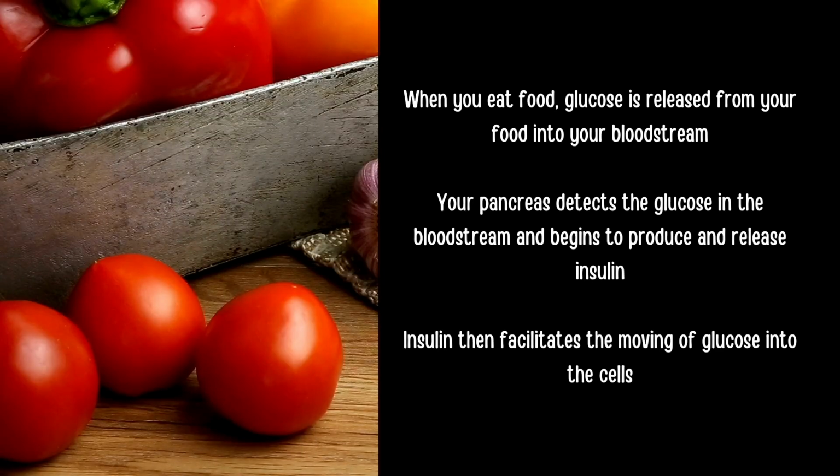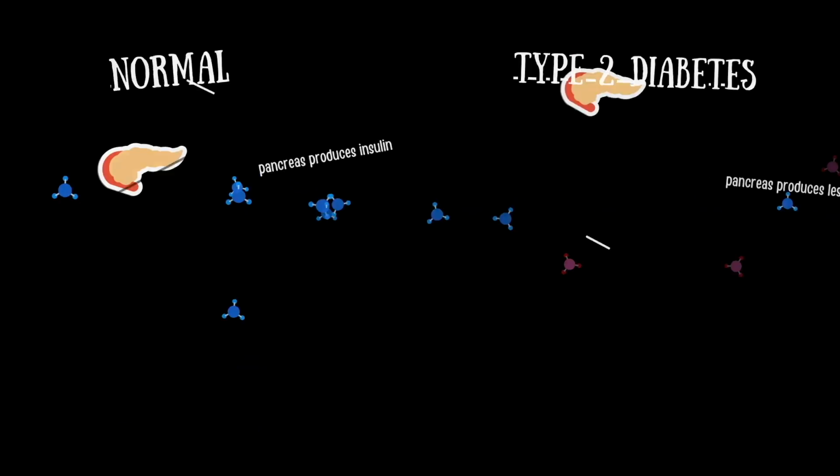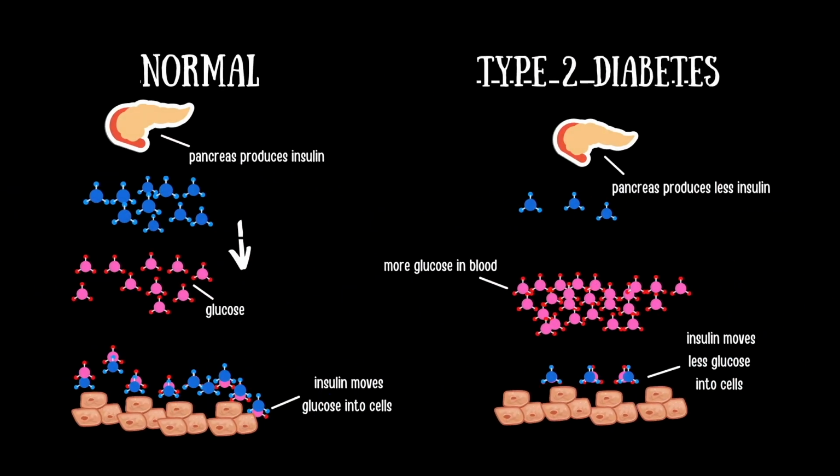When you eat food, glucose is released from your food into your bloodstream. Your pancreas detects the glucose in the bloodstream and begins to produce and release insulin. Insulin then facilitates the moving of glucose into the cells. Normally, insulin is produced in the pancreas, detects and picks up glucose, and escorts it into cells. Someone with type 2 diabetes is unable to effectively transport glucose into cells, and it therefore builds up in the bloodstream.